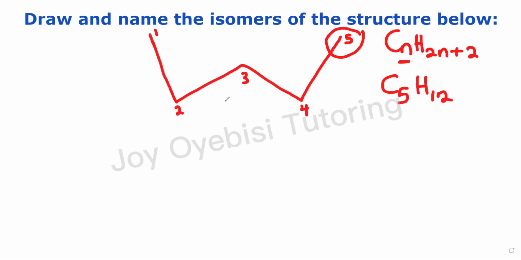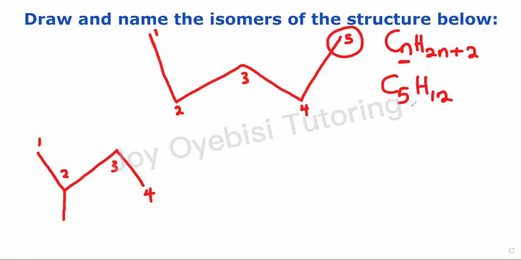So I'm going to start by shortening the length to 4 carbons. So I'm going to draw out 4 carbons, which is this. So 1, 2, 3, 4. The carbon 5 we had earlier, I'm going to place it on either 2 or 3. So I'm going to choose to put it on carbon 2.